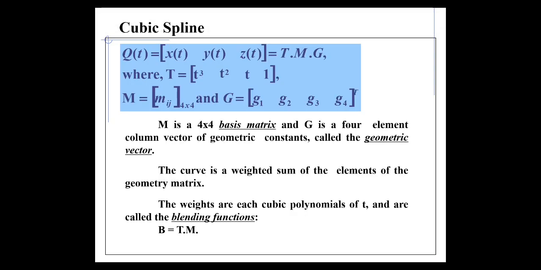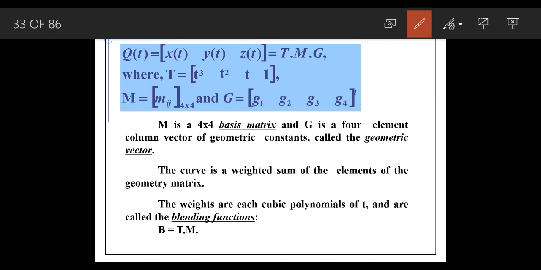Now when we represent the cubic spline curve in matrix form, it is like this: Q(t) is equal to T M G. T we have already seen: it starts with a polynomial of degree 3, so t raised to 3, t square, t and 1. M is the 4 by 4 basis matrix and G is the 4 element column vector of geometric constants, called the geometric vector. So G indicates the geometric vector.